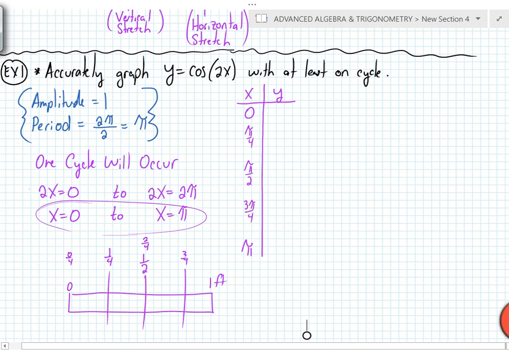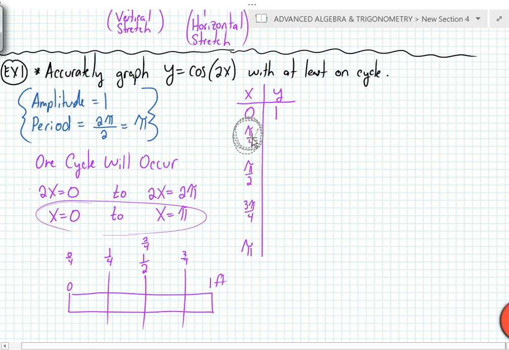Now this is the beauty. The beauty now is that we're just going to plug all of these values into our function. We're going to have to deal with some fractions, some mental math, and then our memorized trigonometric functions. So what we're going to do is think about taking 0 and plugging it into this function right here. So if I plug 0 in, I get 2 times 0, which is 0. And I've memorized that the cosine of 0 has an output of 1. Okay?